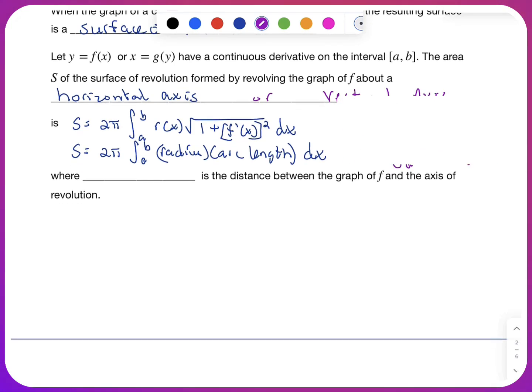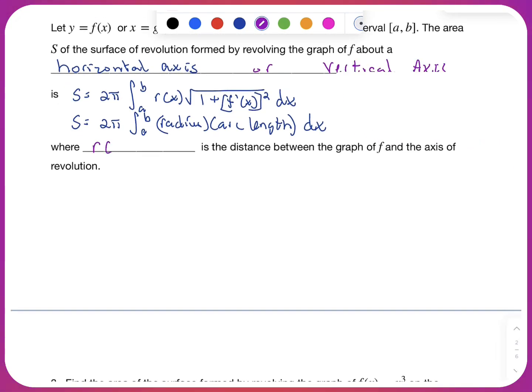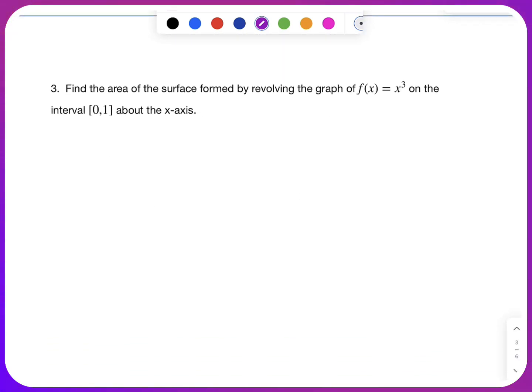Where r of y and r of x is the distance between the graph of f and the axis of revolution. So that's what we need to figure out: the distance between our graph and the axis of revolution. So let's look at an example.